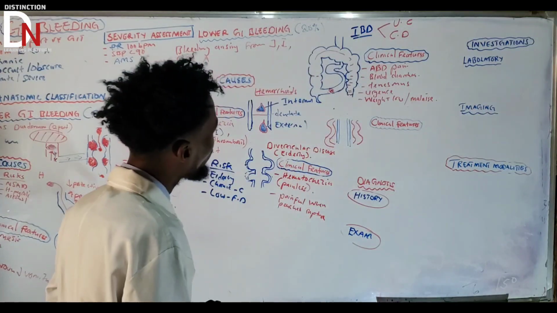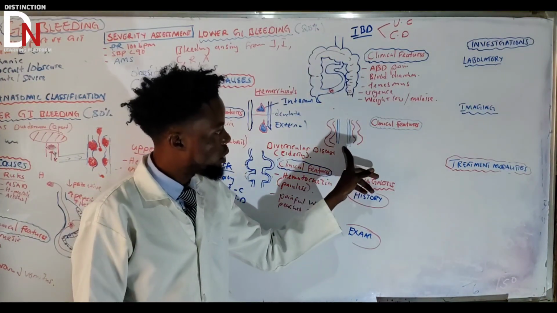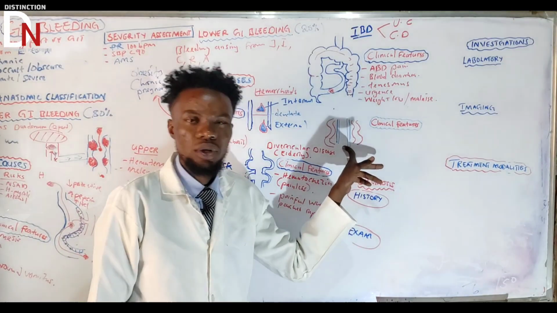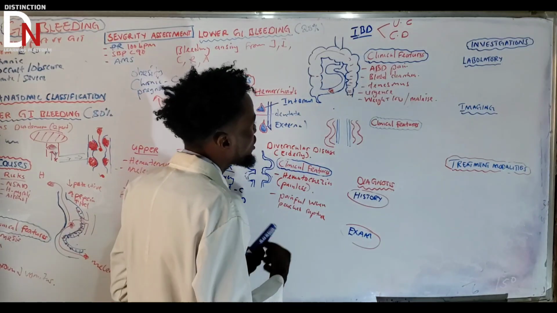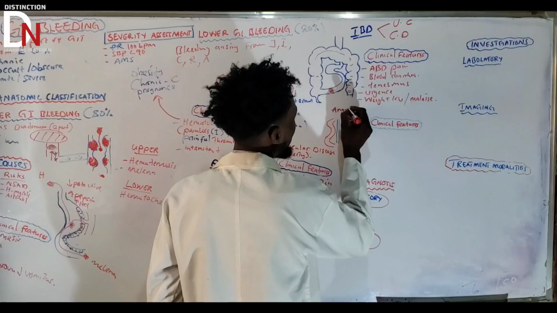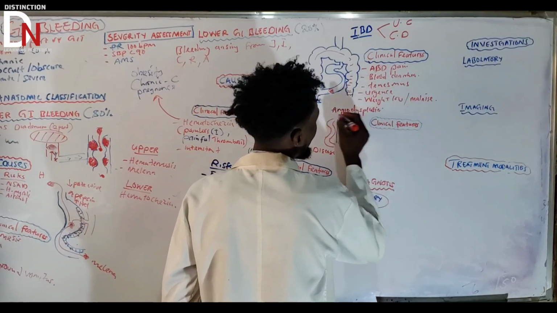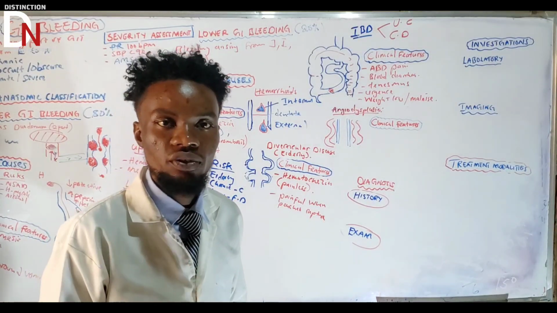Now let's go to another one. You've seen this one. This is a very, very important part as well. It's one of the causes of lower GI bleeding. What is this? We call it angiodysplasia. So what is angiodysplasia?